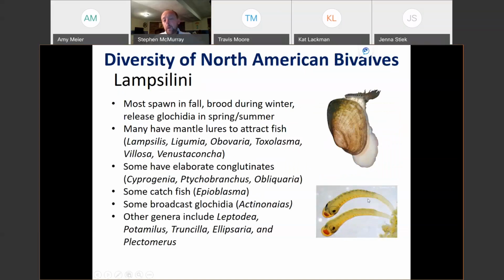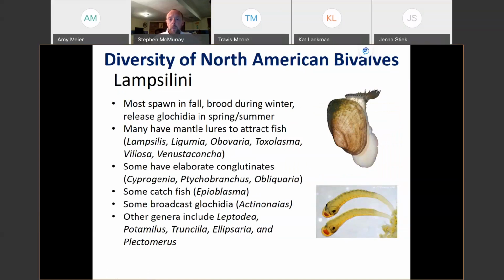The Lampsolini, which is our most speciose group or tribe, is also the most diverse in terms of how they get their Glochidia onto fish. Most of them spawn in the fall, brood over the winter, and release Glochidia in either spring or summer.